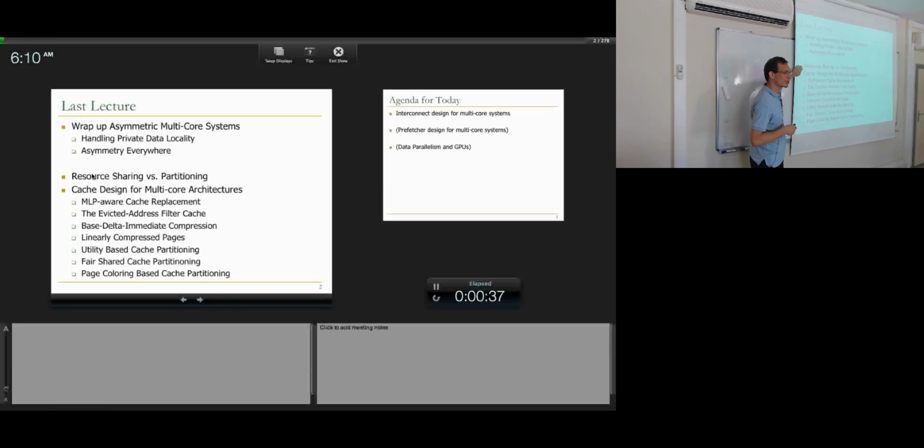We first started with resource sharing and partitioning. What are the fundamental trade-offs between them? And then we talked about cache design for multi-core architectures, and we discussed several ideas. How to incorporate costs of a cache miss into caching decisions, how to do much more efficient caching by trying to figure out what blocks are likely to be reused, of course with simple mechanisms, how to do cache compression more efficiently at low latency, low decompression latency, and how to partition the caches to maximize performance, maximize fairness, and without requiring any hardware support.